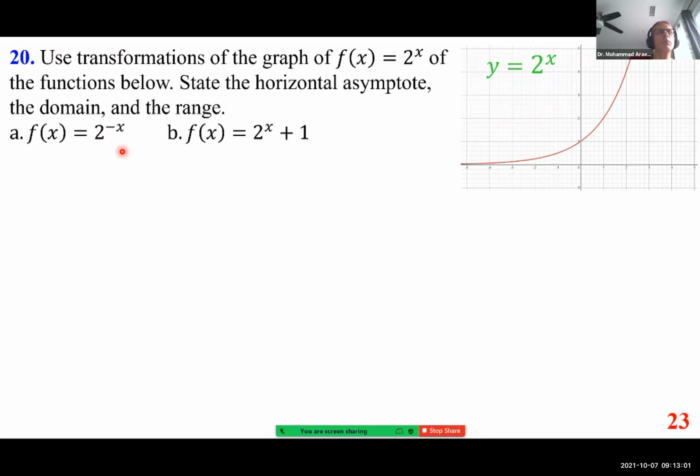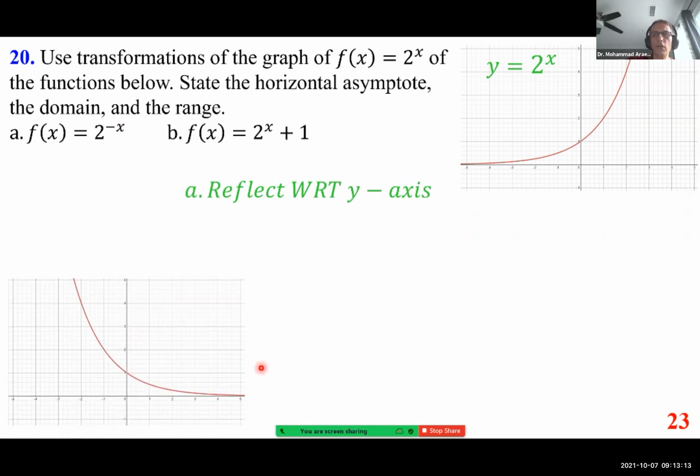And so if you want 2 to the power of negative x, what happens? As you change x to negative x, it flips over with respect to the y-axis, and it will look like this. So flip it over, looking like this. And obviously, your horizontal asymptote is not changing. Your y-intercept located at 0, 1 is not changing. Your domain of all real numbers is not changing. The range of 0 to infinity is not changing. You can write all of those.